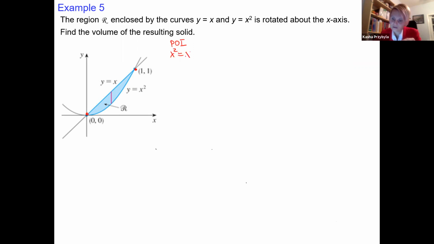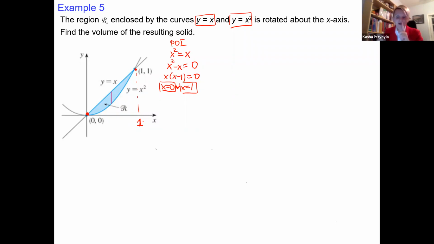x squared equals x. We can subtract x, because both of the functions have to be equal to each other. I can factor out x, and then I have 0 and 1. And we can see 0 and 1. That's how we can find them. But drawing this, you will probably figure out that 1 squared is 1, and the same value you get for y equals x is 1.